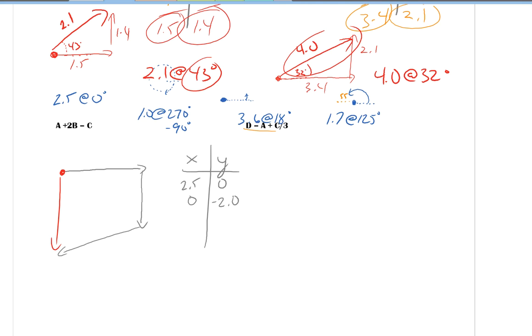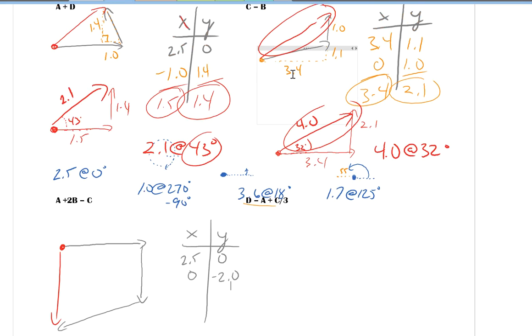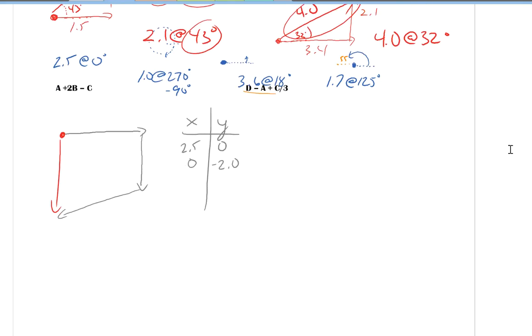Now, I broke C apart in the previous question. So if I check, the components were 3.4 and 1.1, and that should be the same, except now going the opposite way. So it's the exact same triangle we had before, so I can just move the numbers over because I know they're going to be the same. The x component for that one is 3.4, but since it's going to the left, it'd be negative 3.4. The y component is 1.1. That vector is moving downwards, so that'd be negative 1.1. So there's all my components.